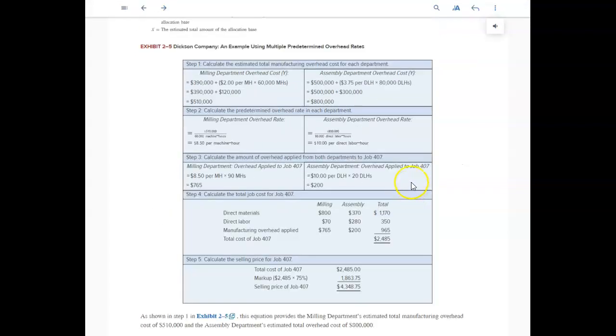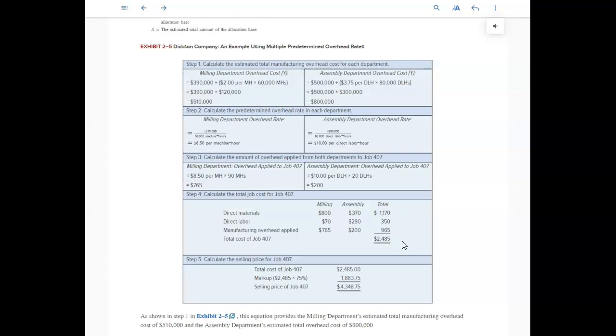Okay. Come back down. Direct labor, milling, 800. Direct materials, 800 for milling. Direct labor, 70. And now bring the 765 down for the manufacturing. Assembly, take its materials, its labor, and then add its overhead we just computed. Add across, add down. So the total cost of job 407 is $2,485.